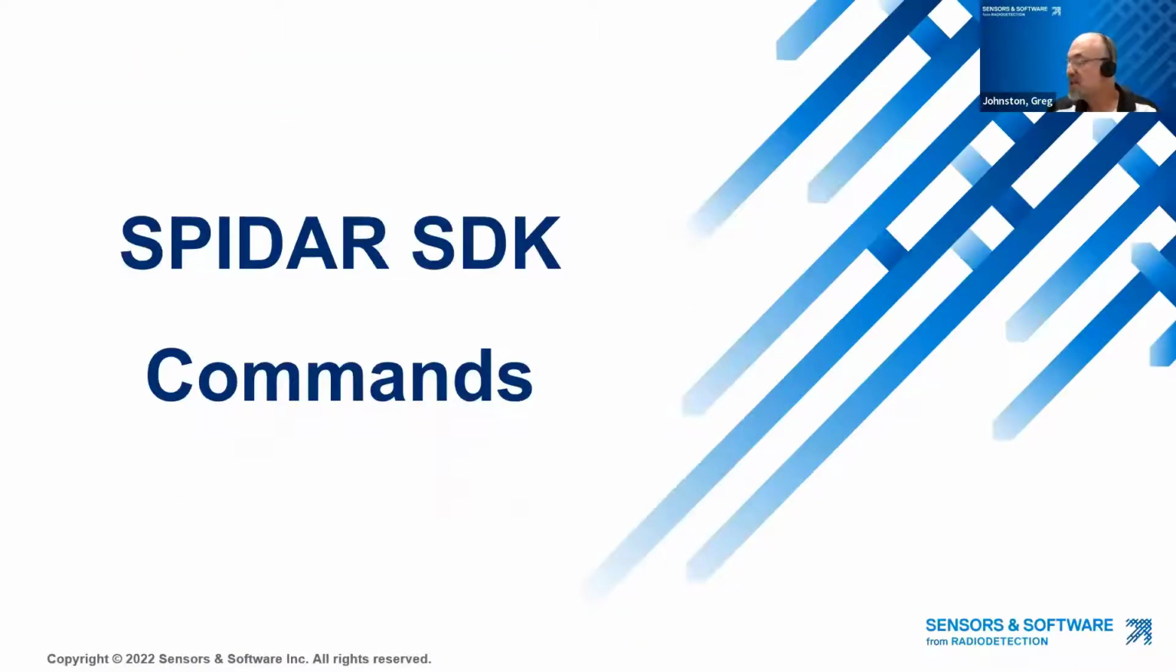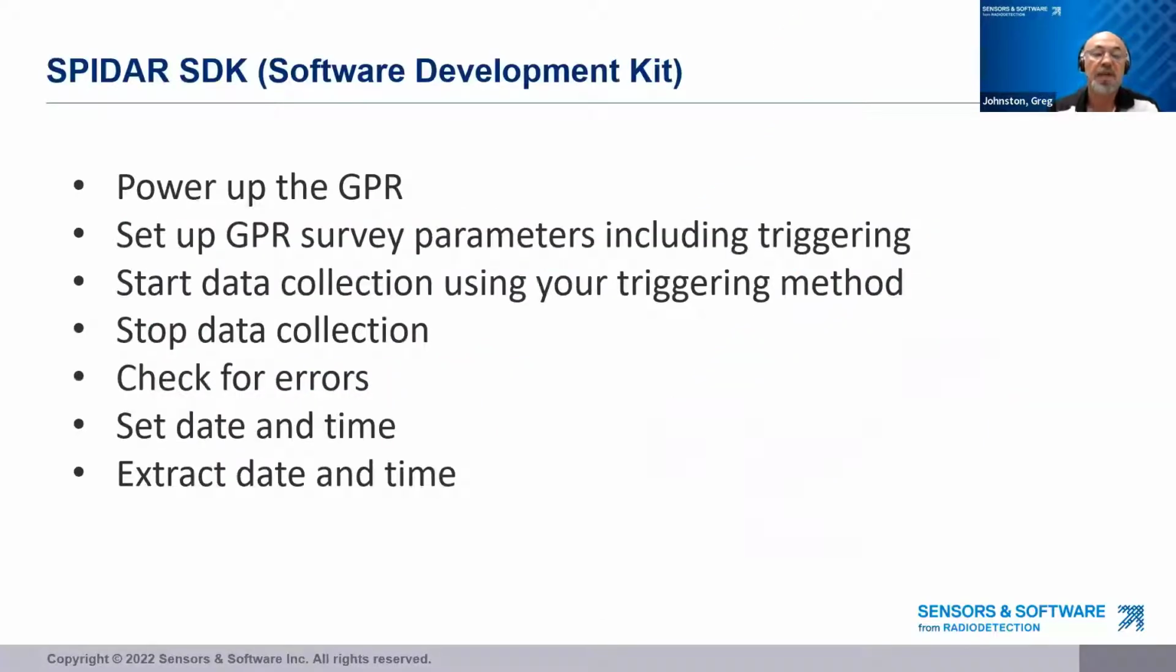Now let's look at the main commands that can be sent to the GPR system through the SDK. Not surprisingly, you have the ability to power up the GPR, basically turn it on. You can set up the GPR survey parameters, including how you're going to trigger the GPR system to collect data. I'm going to talk a lot more about the GPR survey parameters to really get into the details a bit. You can, of course, start data collection and stop data collection.